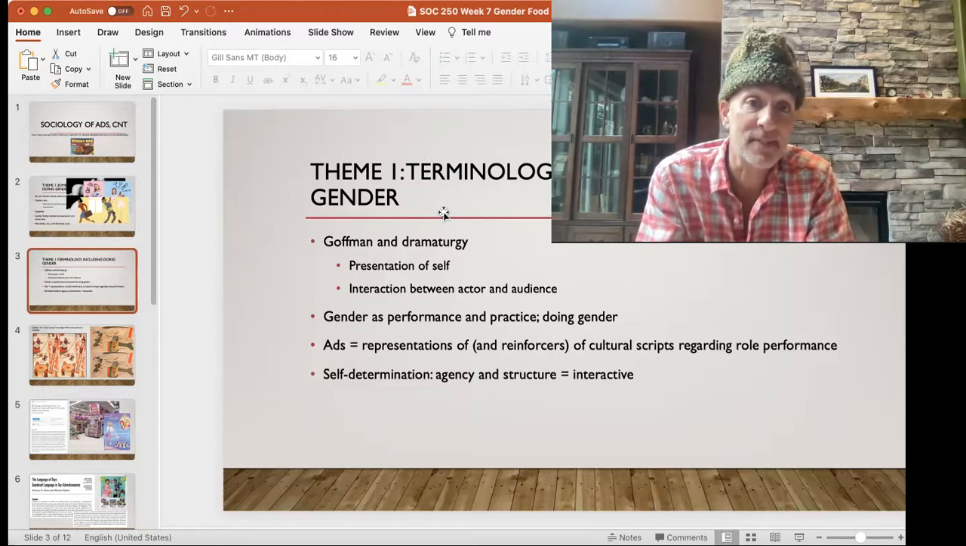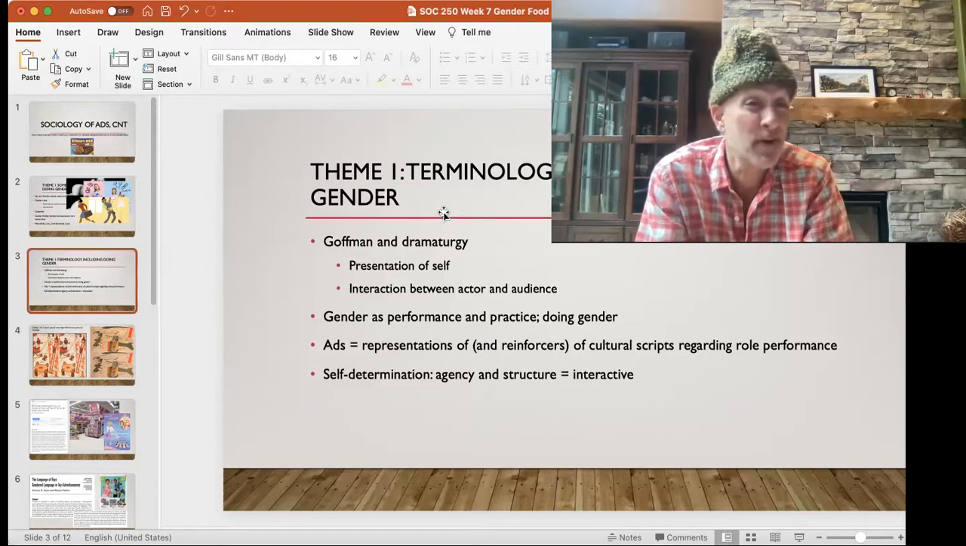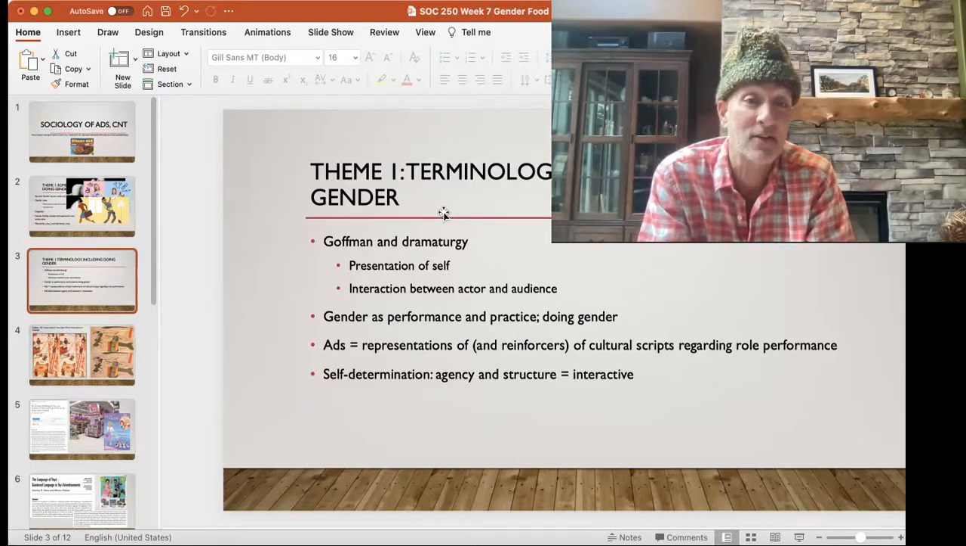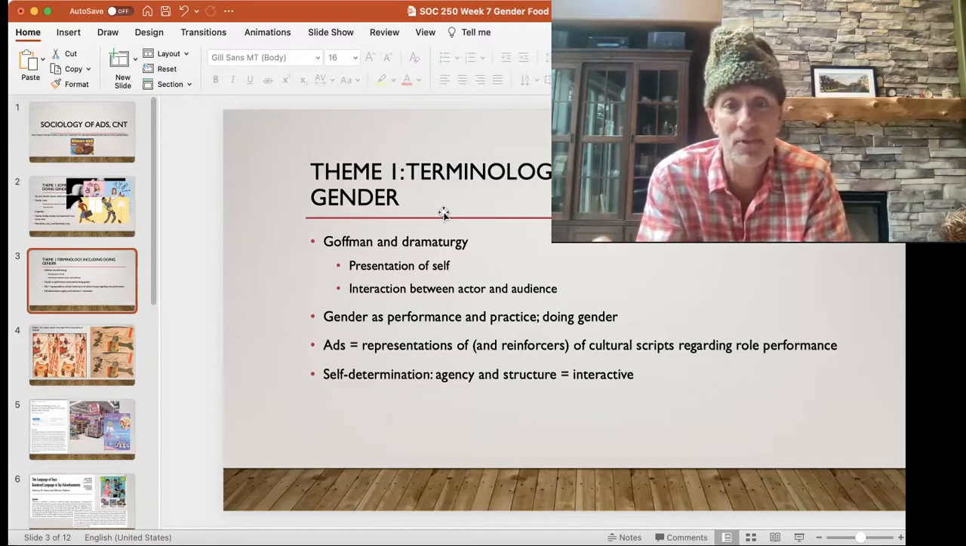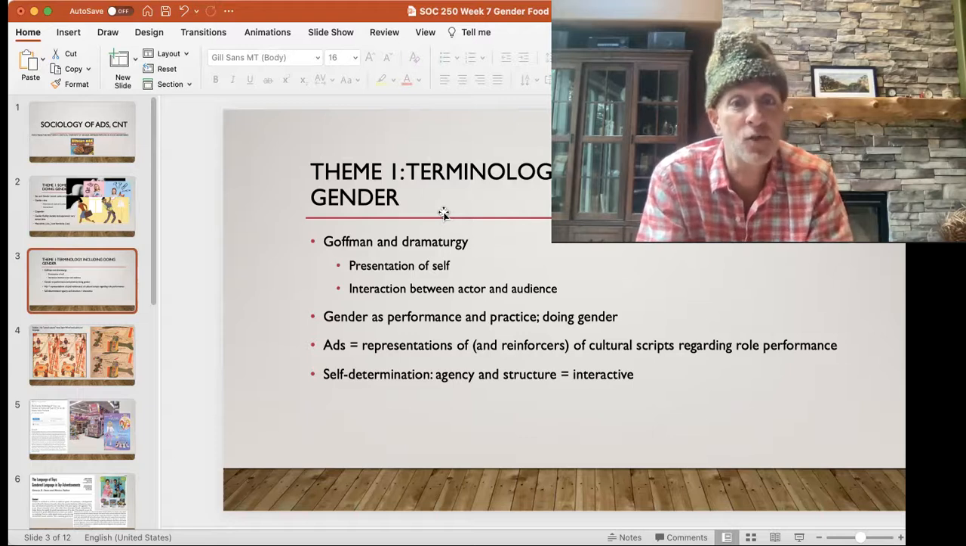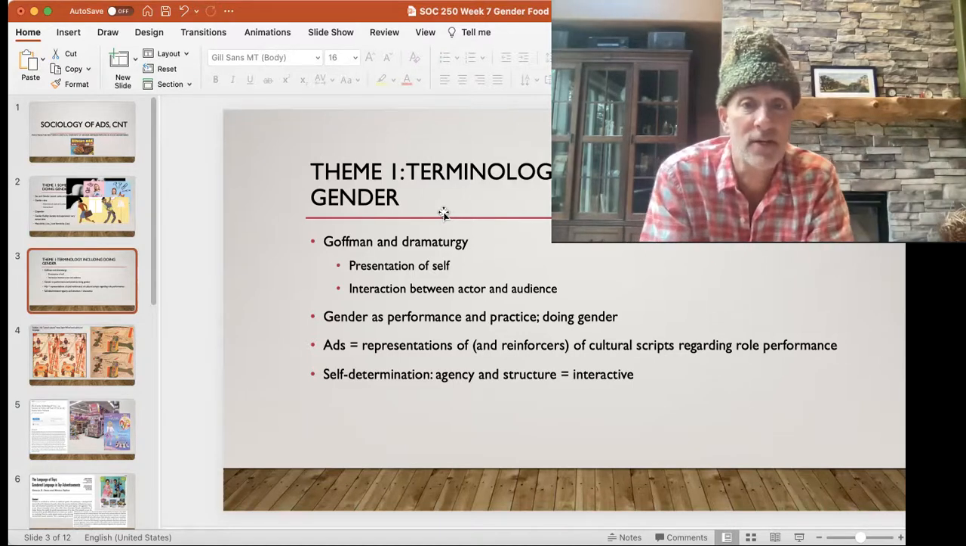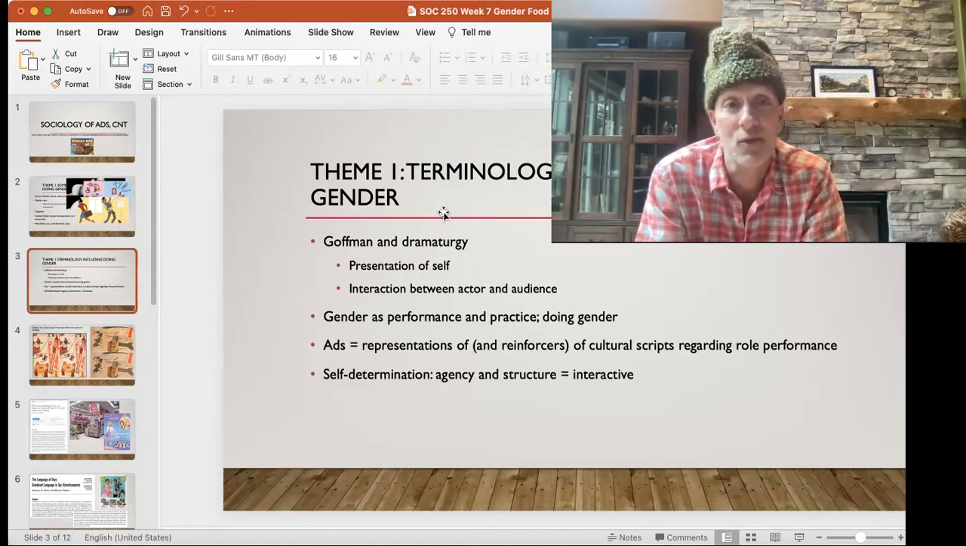The presentation of self. And he has a very Shakespearean idea, the world's a stage and we are merely players, we are actors on a stage, and there's an interaction between the actor and the audience. So gender is a performance. Gender is something that we engage in, that we do. It's something that we practice.